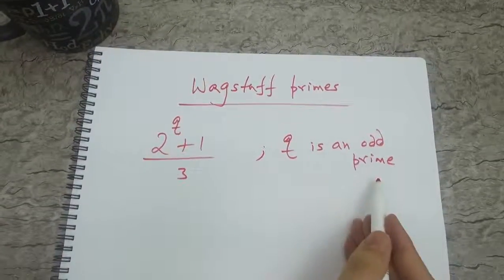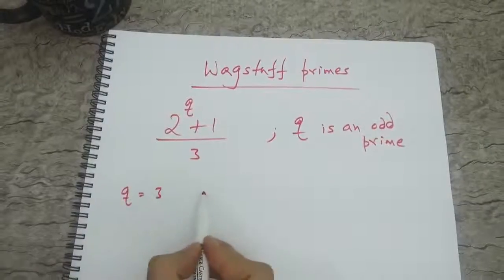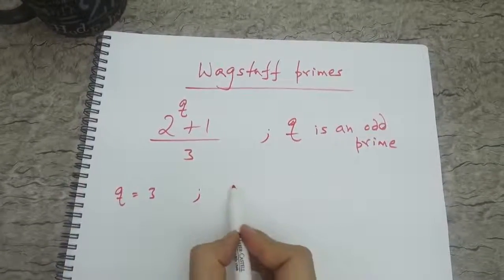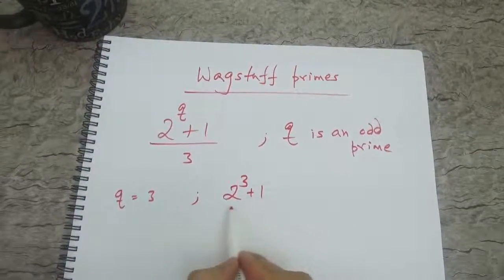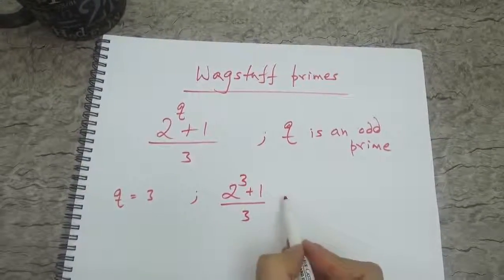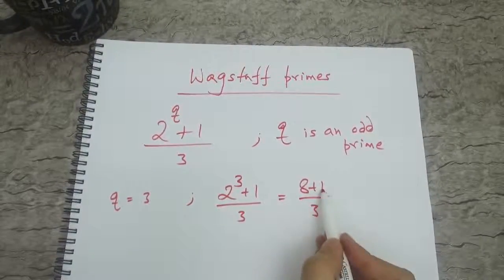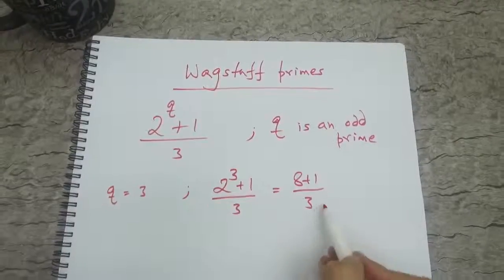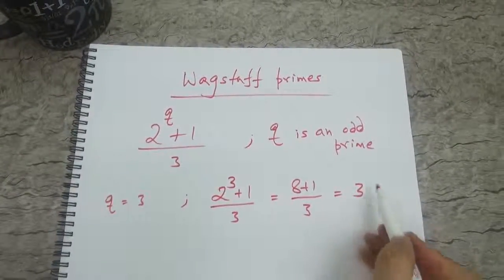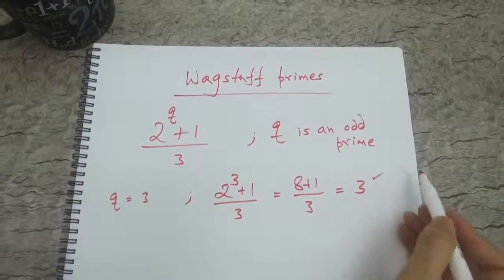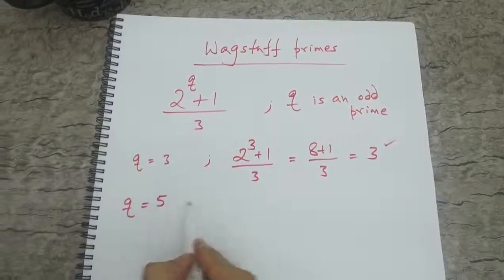So q is an odd prime, so let's consider q equal to 3. Now when we do that, we get (2^3 + 1)/3, which gives us 8 plus 1, divided by 3. 8 plus 1 is just 9, divided by 3 gives us 3, which is a prime, and hence it's also a Wagstaff prime.